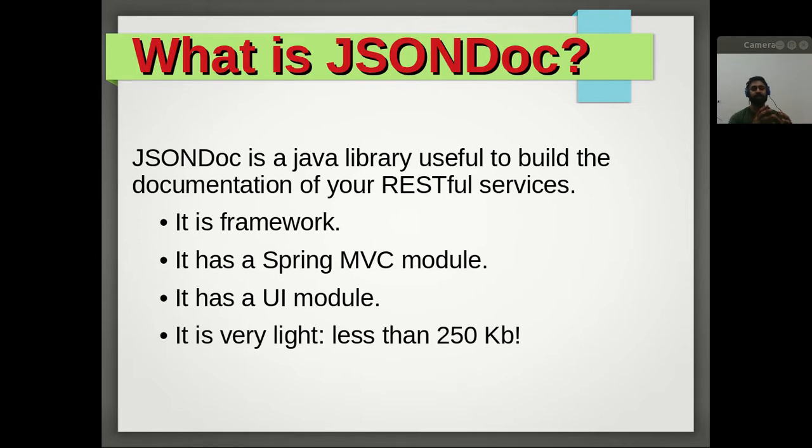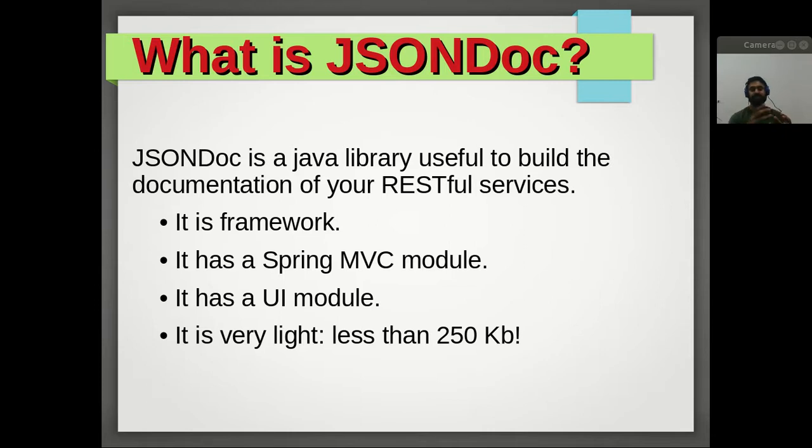And JSON doc has a UI module. So why does it have a UI module? It is useful to generate or display the generated document, and it also includes a playground to test your API method. It means that you don't need a third party API tool like Postman to test your API method. Instead, you can use JSON doc itself to test your API method. And it is very lightweight, less than 250 KB.